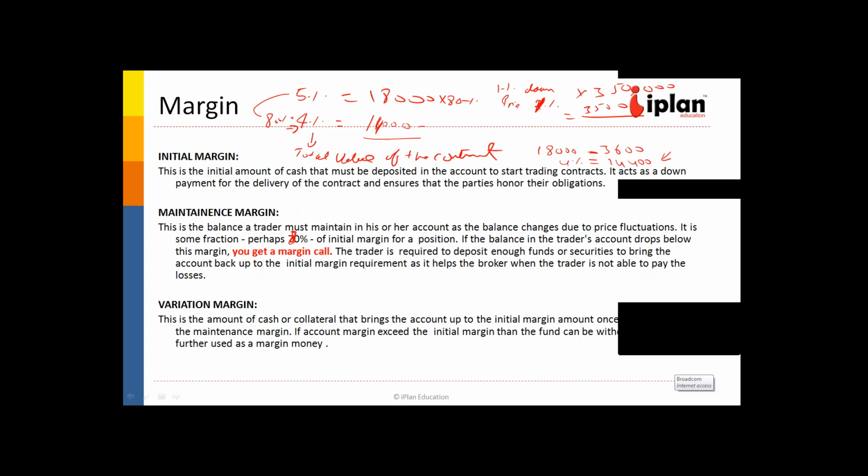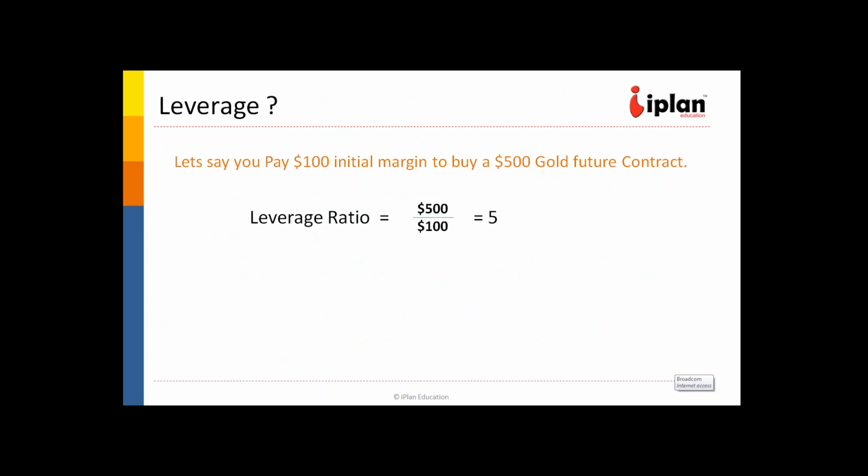Now, these concepts are applied in every market. Either it's the US market, you are trading COMEX, or you are trading in the LME area. The concepts are all the same, just the contract sizes are different. So what is leverage or leverage ratio? Let's say you pay $100 initial margin to buy a $500 gold future contract. So you are taking a leverage of just 5 times. That means you are depositing around 20% of 500.